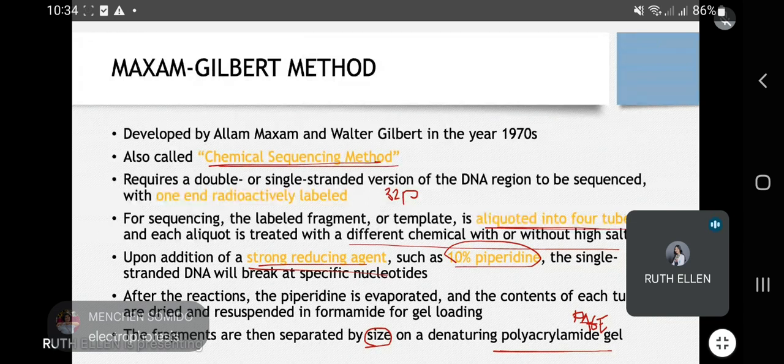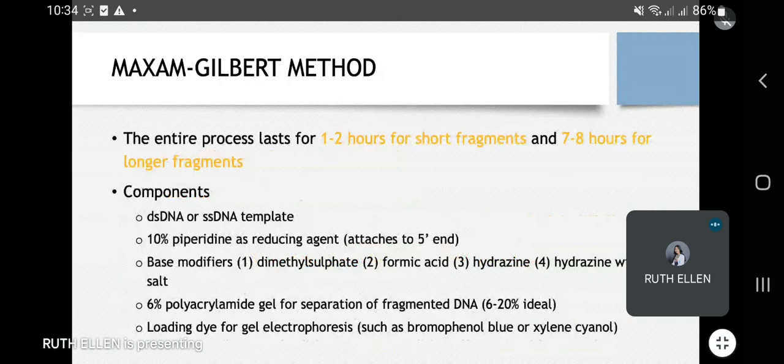Okay, so we use gel electrophoresis to detect and to visualize the fragments in the Maxam-Gilbert method. Actually, same din kay Sanger, gumagamit din tayo ng gel electrophoresis. Ang ginagamit nating gel is polyacrylamide. The entire process lasts for 1 to 2 hours for short fragments and 7 to 8 hours for longer fragments.